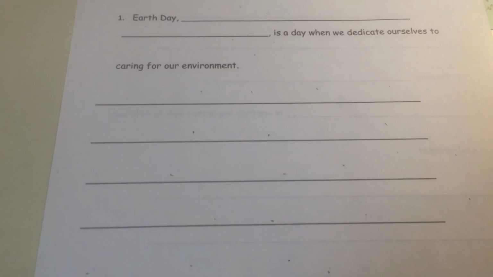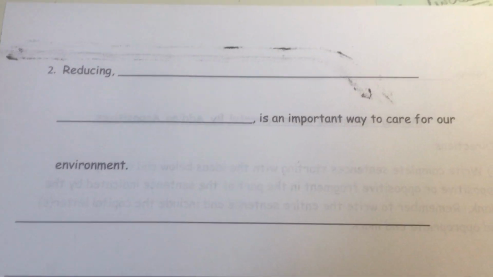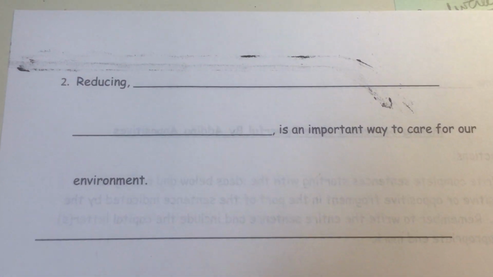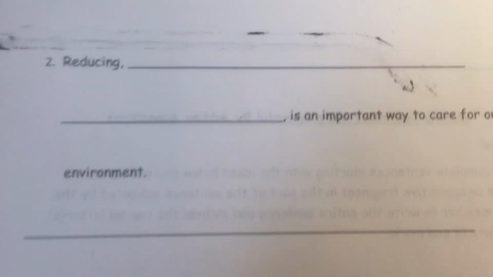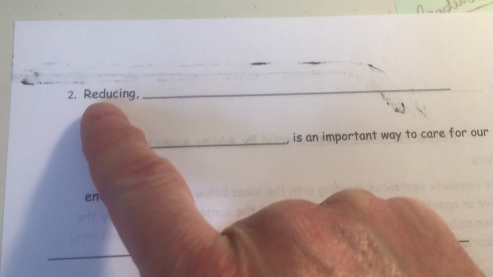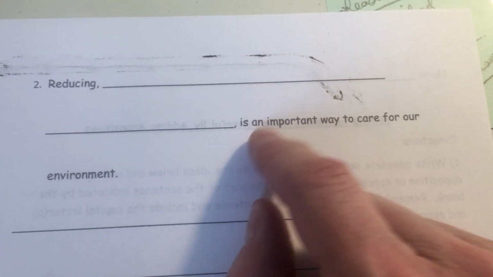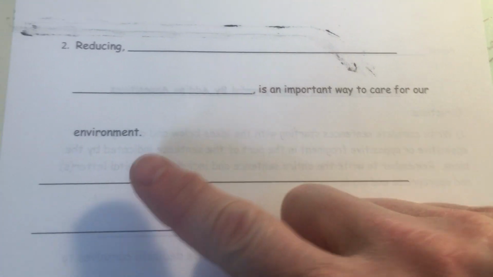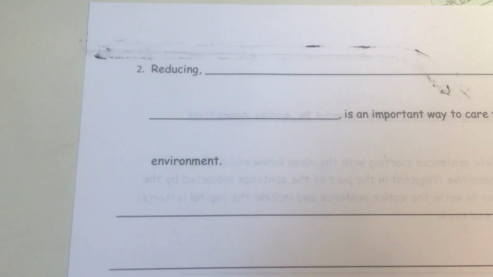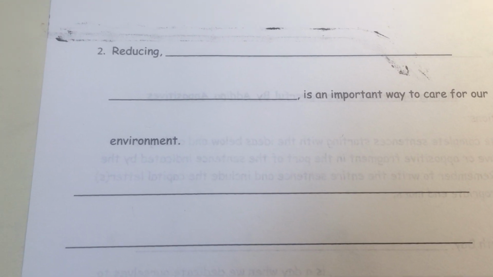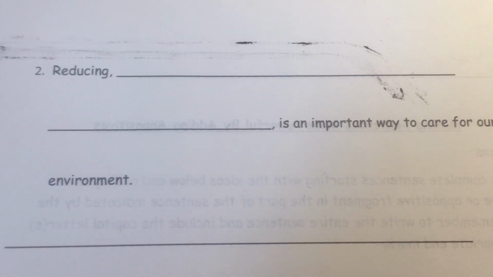Second sentence is on the second page. It's on the back, and it says, I'm sorry, my printer was really having a fun time, and it printed a bunch of extra ink, but we're going to go with the flow. So it says reducing, comma, blank, comma, is an important way to care for our environment. When we read the Scholastic News and the book called Earth Day Every Day yesterday, one of the things that was talked about was reducing.